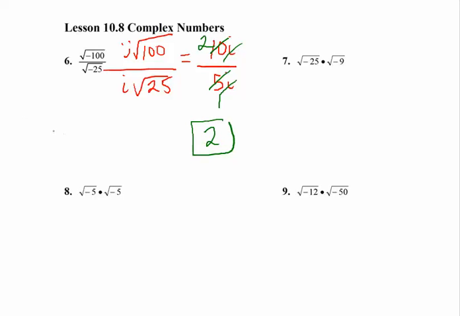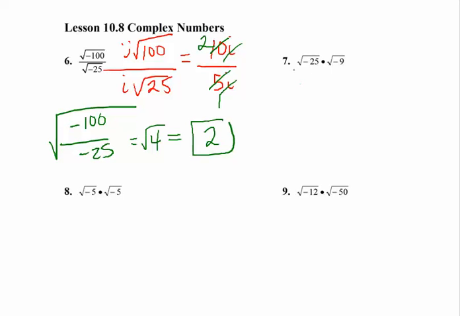Now another way to solve this is, since these are both in radicals, we can do this. We can do negative 100 over negative 25. So we can go ahead and make one big square root. Go ahead and divide negative 100 by 25, and that's positive 4. So the negatives actually cancel out, so we get the square root of 4, which equals 2 again. So there's two ways to solve 6.